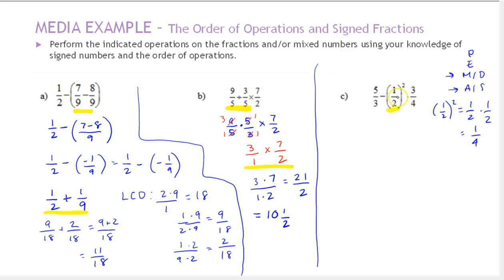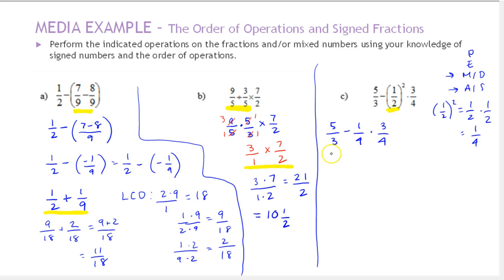So I perform the exponent. Now I'm going to write down the whole problem, replacing 1/2 squared with 1/4. So we have 5/3 minus 1/4 times 3/4. Now we still have two operations, subtraction and multiplication. It's tempting to work from left to right, but subtraction does not come before multiplication. We need to do the multiplication first.